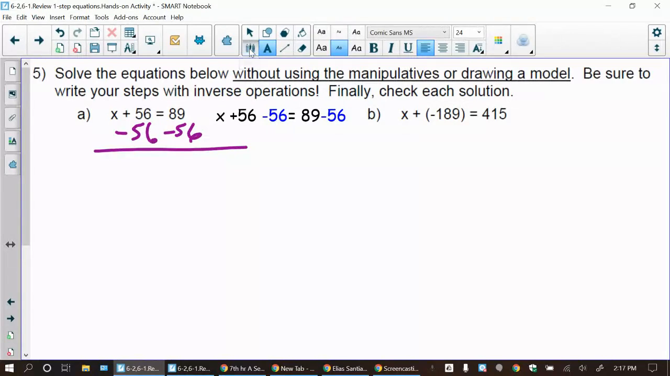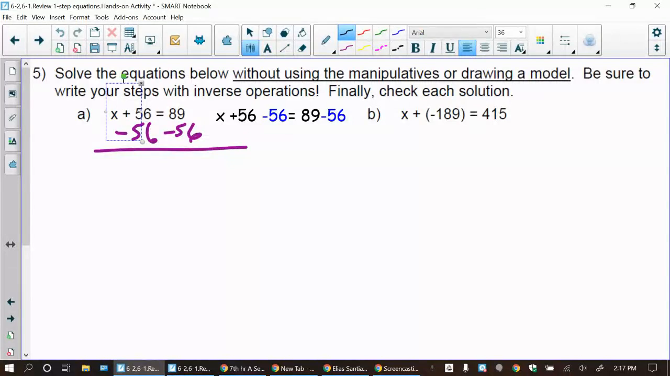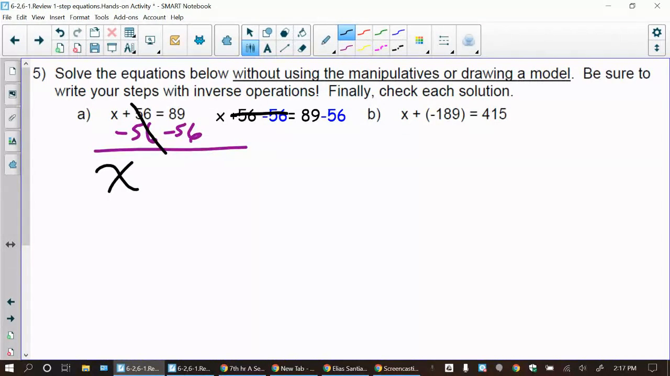So for me, I prefer going this way because then I'm like, oops, I know those cross out. Just like you would know, these now cross out. Okay, so then we have x equals, well, 9 minus 6 is a 3, 8 minus 5 is a 3. That's step 3. What is your solution? X equals 33.